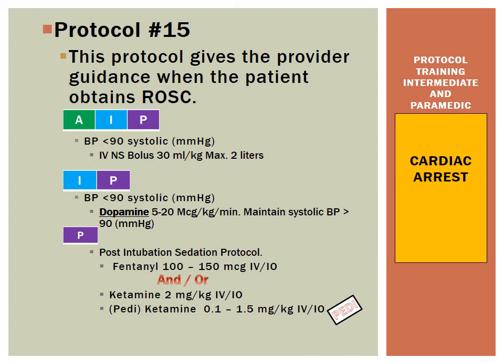And our paramedic level providers have the option of post-intubation sedation. If your patient starts to come around, starts to chew on the tube, paramedics have the ability to give fentanyl 100 to 150 micrograms IV-IO and or ketamine 2 milligrams per kilogram IV-IO. And remember, the pediatric dose for post-intubation sedation is ketamine 0.1 to 1.5 milligrams per kilogram IV-IO.